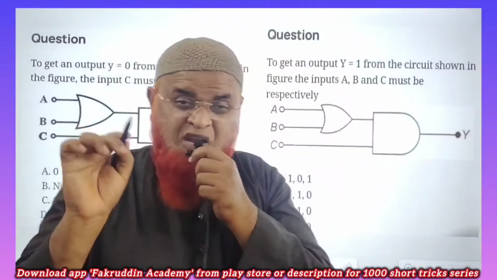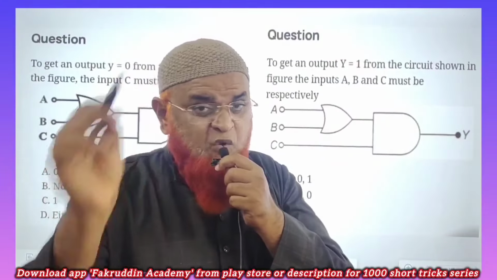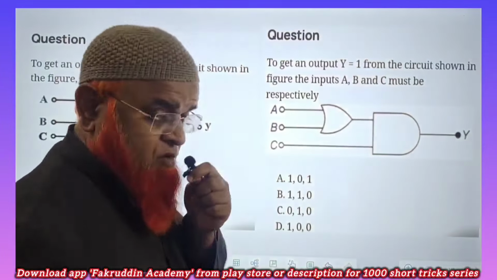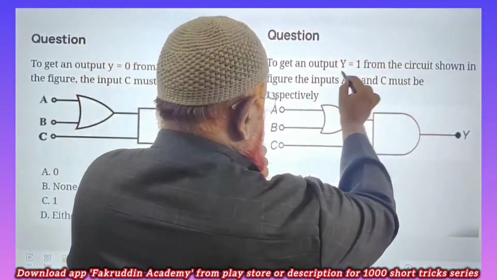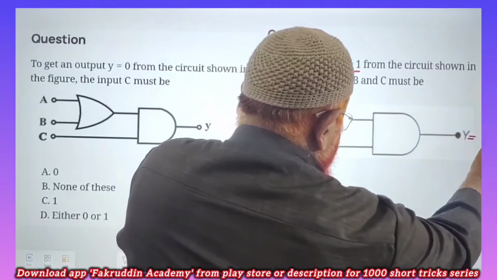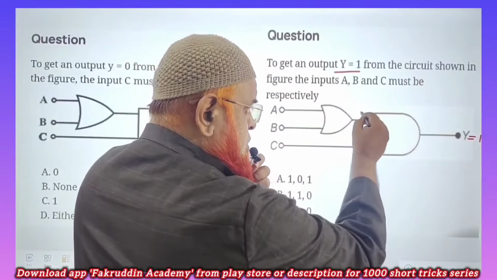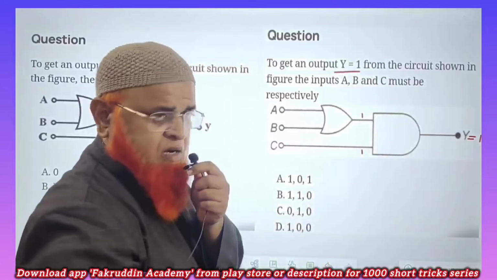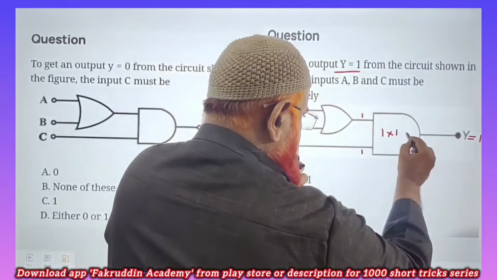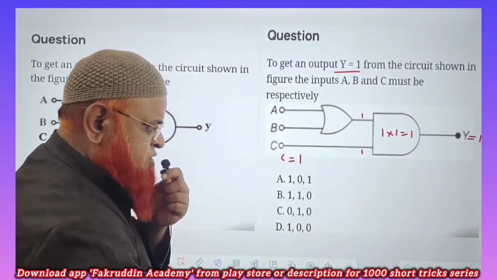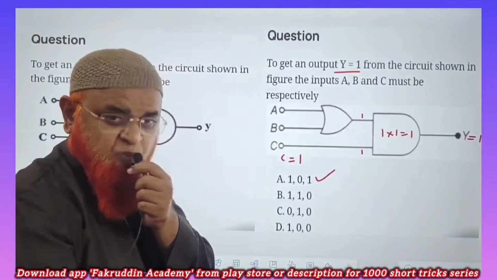That's it. No Boolean algebra, no truth table. I use the reverse method to solve the problems of diodes. For example, he is telling that the output is 1. So if the output is 1, it is an AND gate. Output is 1 only when both the inputs are 1, because 1 into 1 is nothing but 1 here. That means C is definitely 1. So select the option in which C is 1.